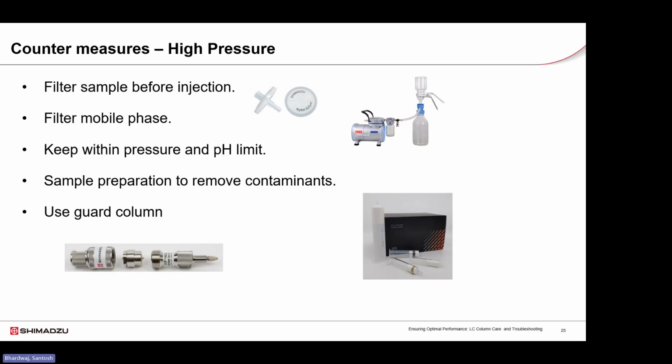Perform regular system maintenance to prevent residue buildup. Avoid sudden pressure changes in flow rate, which can stress the column. Monitor pressure trends so you can identify and address potential problems early. By following these preventive steps, you can maintain stable pressure, protect your column, and ensure reliable performance.